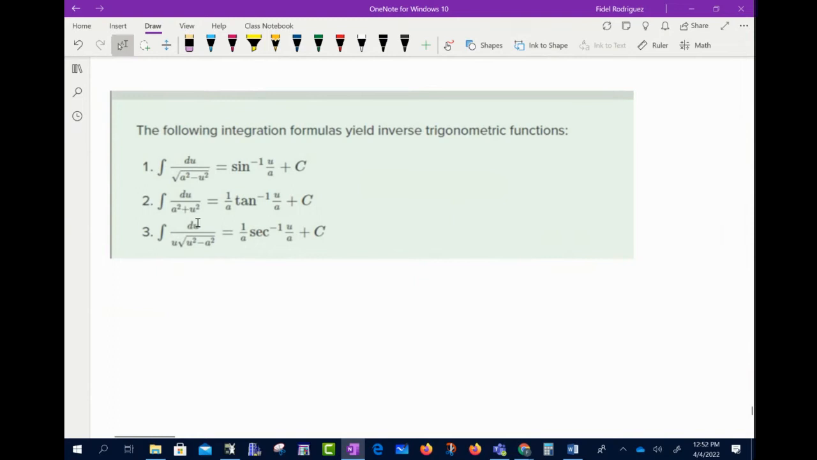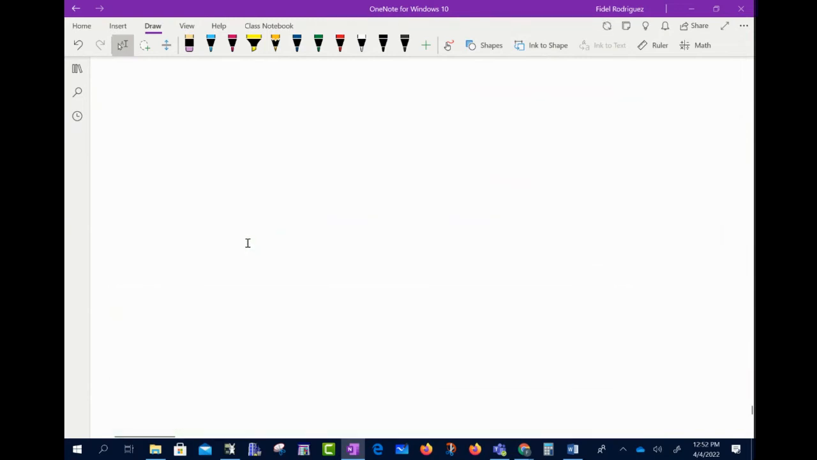The derivative with respect to u. Just like we were doing over here, we were doing the derivative with respect to x. It's just another variable.